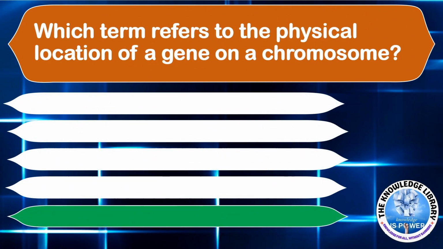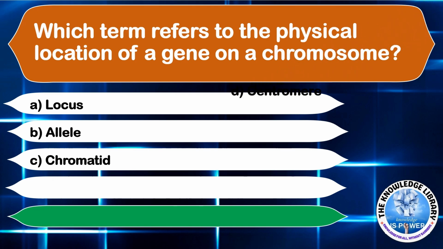The next question is, which term refers to the physical location of a gene on a chromosome? Option A, locus. Option B, allele. Option C, chromatid. Option D, centromere. Answer is option A, locus.